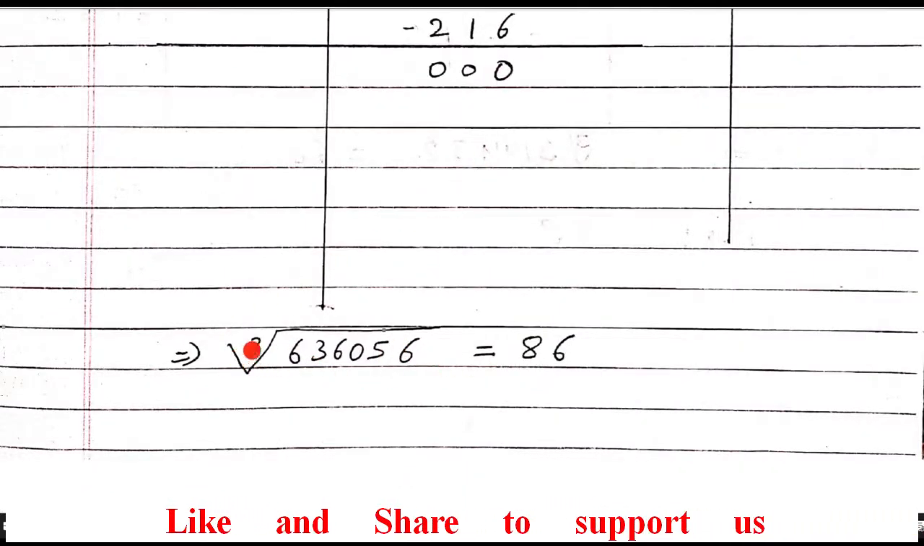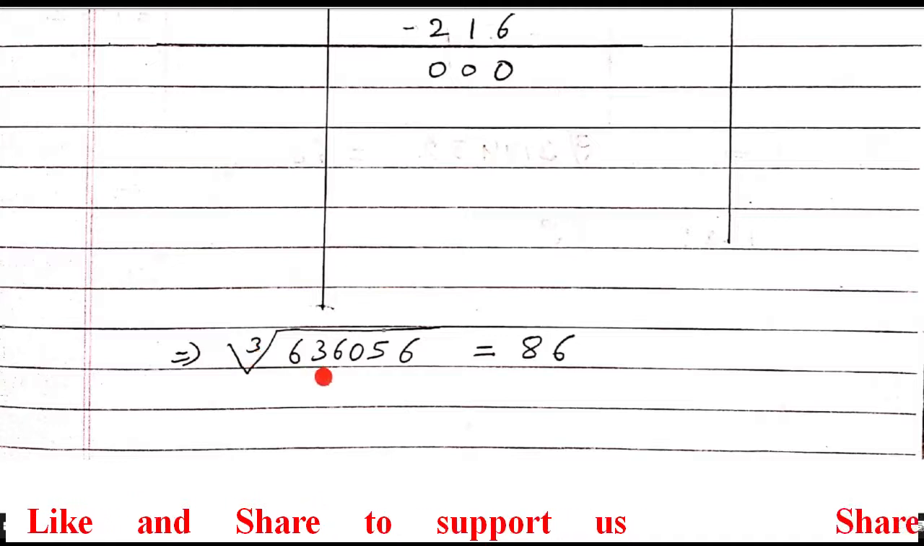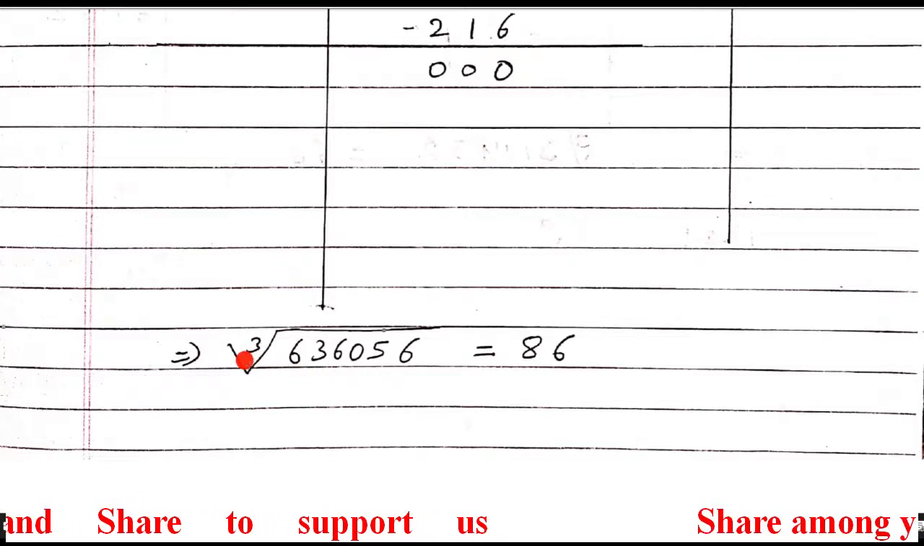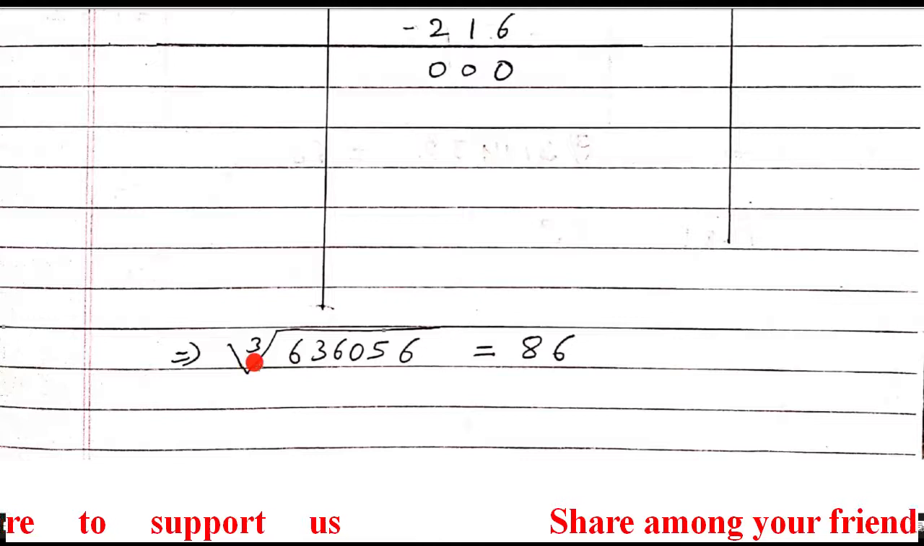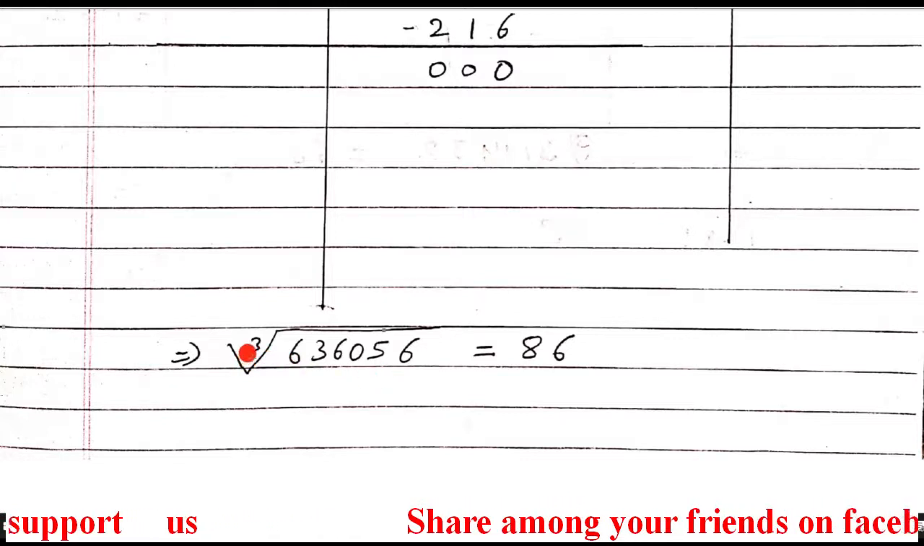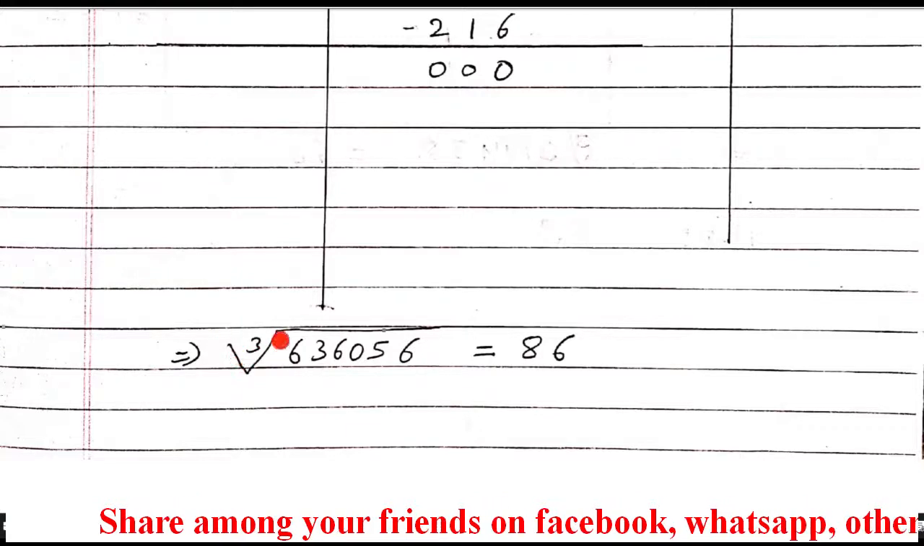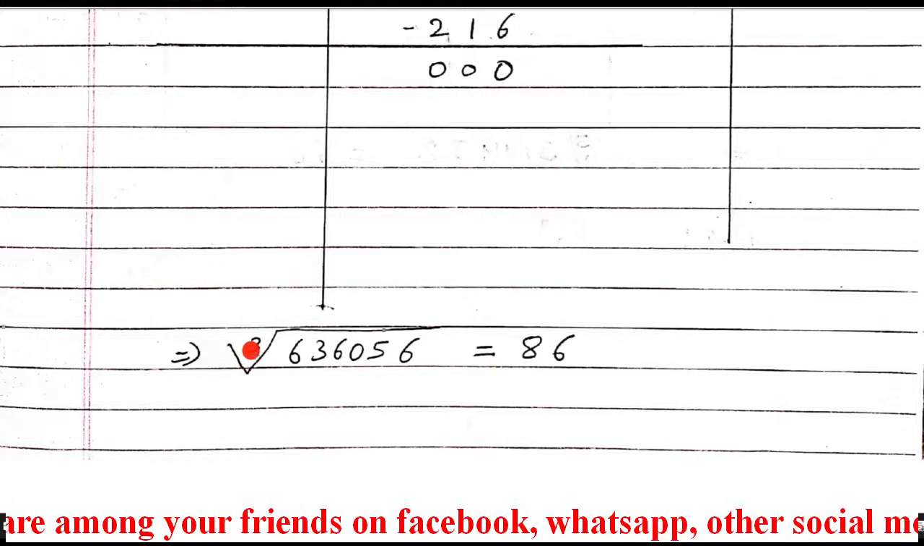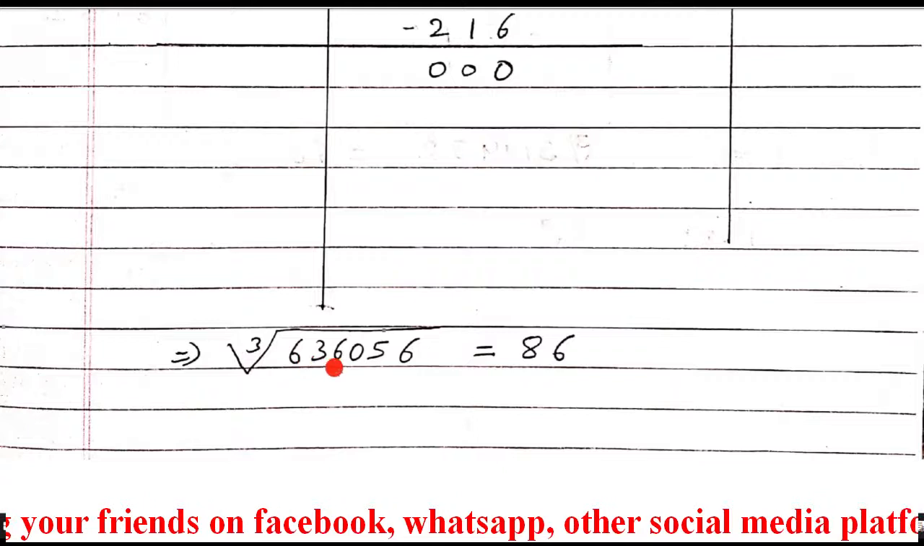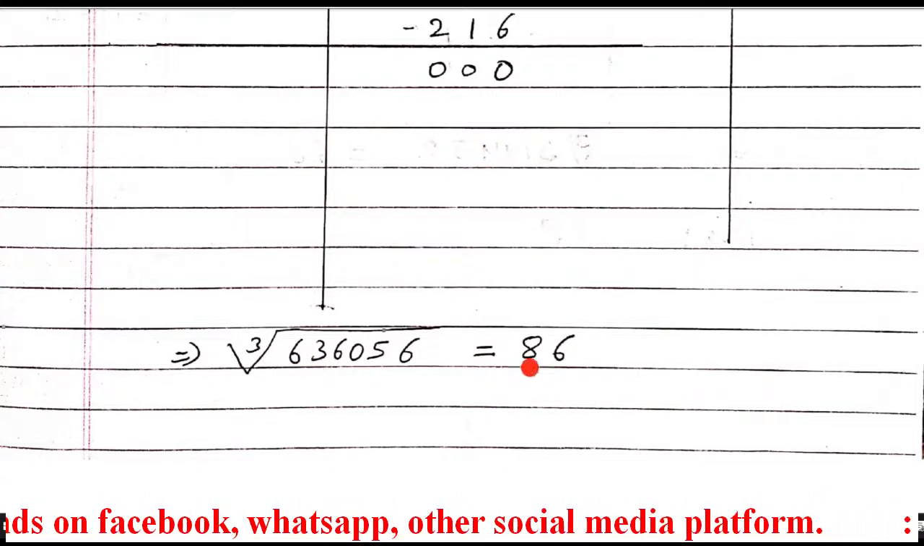So how to read it? Cube root. So write here 3, then only it becomes a cube root. If you do not write anything, then it is going to be a square root. So if you are finding the cube root, then writing down 3 is very necessary. So write down 3 inside the root symbol. So the cube root of the number is 86.